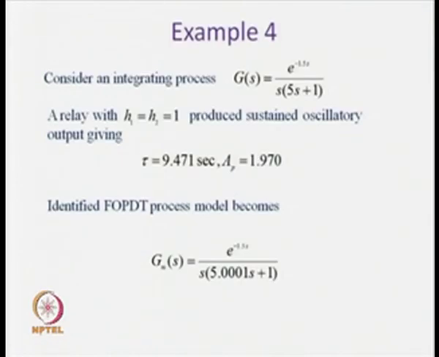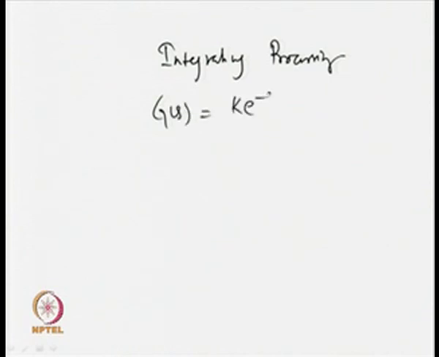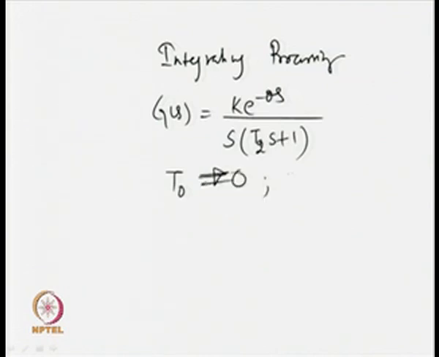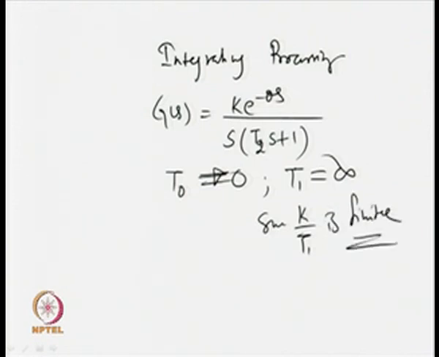Similarly, the concept can be extended for integrating processes also. What are the integrating processes we have got? I can say that this transfer function model can be known as second order plus dead time integrating process model. Now, to find this process model, what is to be done? Your T0 has to be approximated to 0, T0 equal to 0 and T1 is equal to a large number such that k upon T1 is finite.